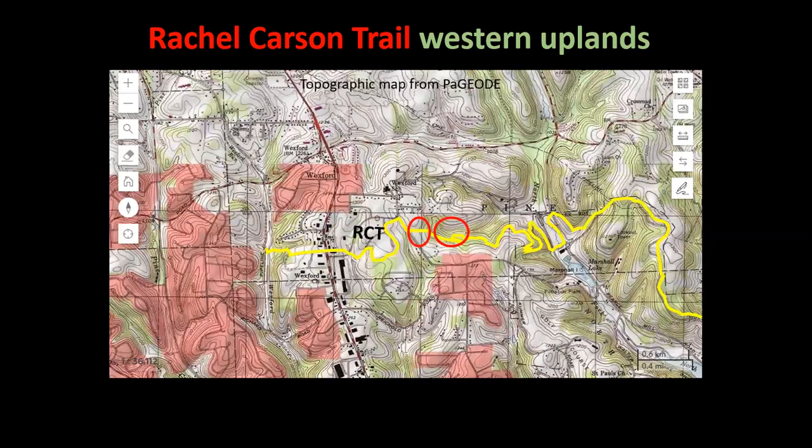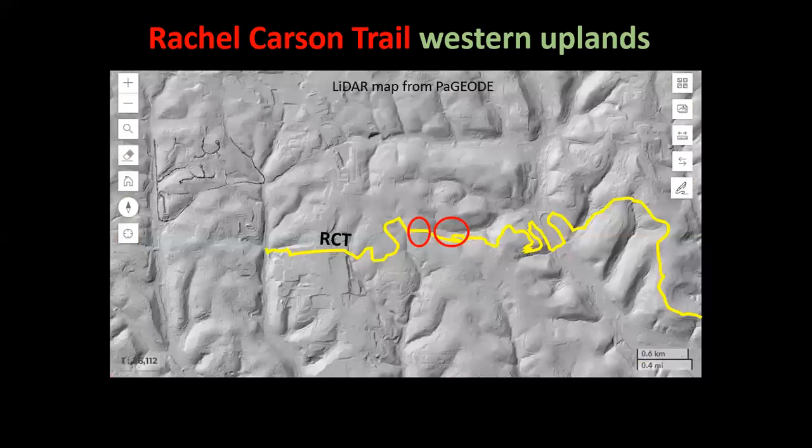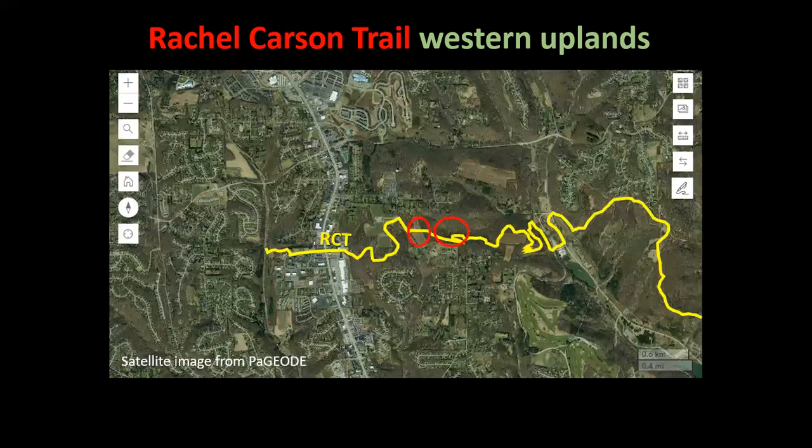And on a topo map, you can see it's a pretty broad, pretty smooth landscape there. You can see the smooth landscape in the LiDAR image of terrain also. And on the satellite image, the western of the bubbles is in a field. The eastern one is in a valley. We'll look at pictures of both of those.